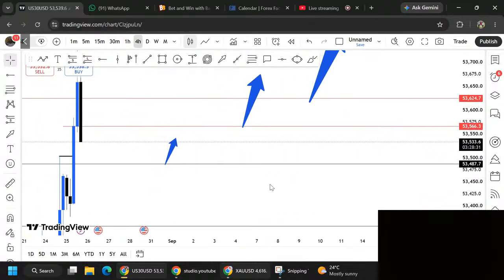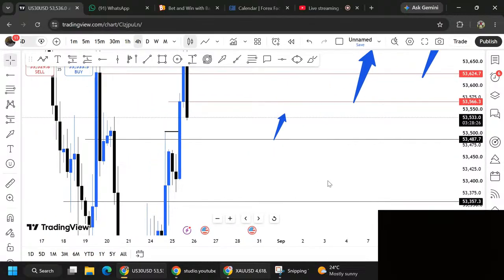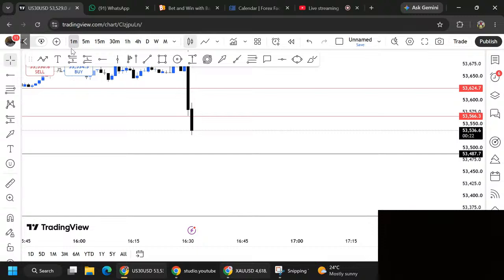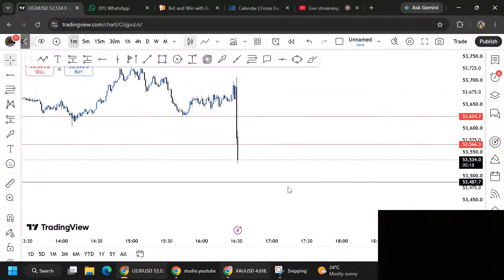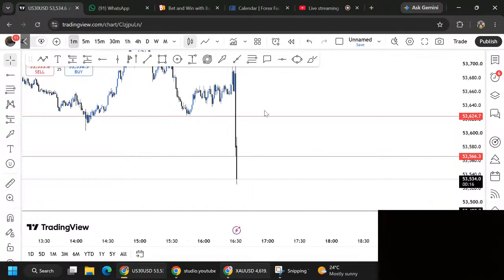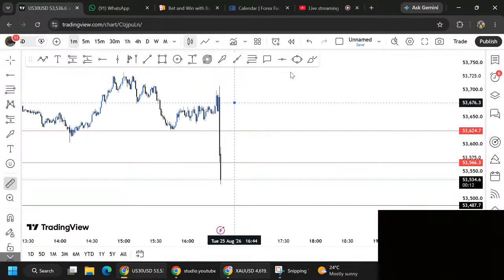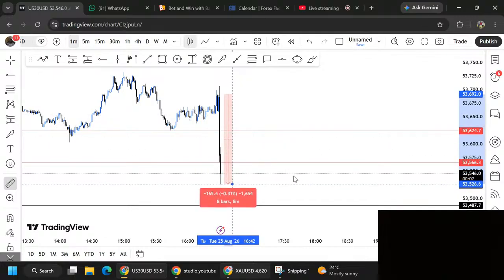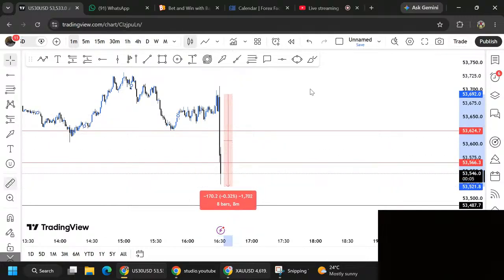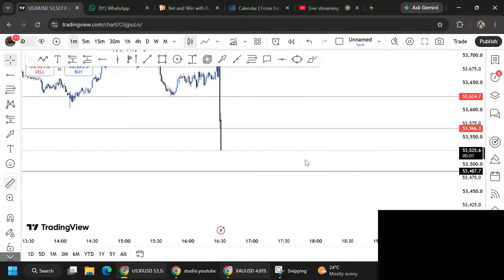Still dropping. That was a crazy drop, man. It was a very crazy drop. So let me go back to 1 minute because that's where I ideally want to wait for my entry confirmation. Hey, that was a crazy one. How many pips is this? Wow, 164. What? It's still dropping. Oh my god. Wow.